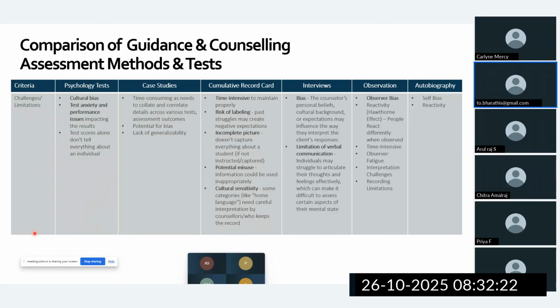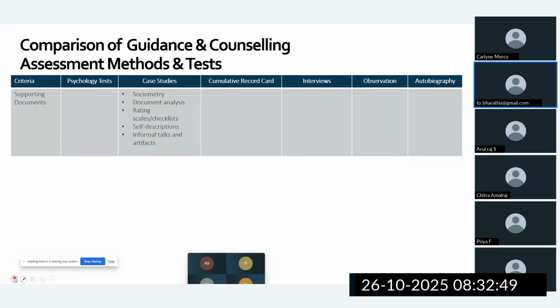And it's going to be time consuming. And the observer may feel really tired noting down what is happening in a 20-member class. And there are limitations. You cannot record everything. So you may need to go for audio recording, video recording, but still how much can you really do. So there is going to be a limitation. Autobiography: self-bias. I will tell what I want to tell. That's there. It's a limitation.